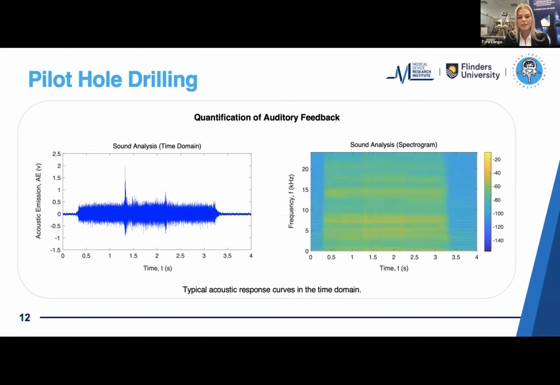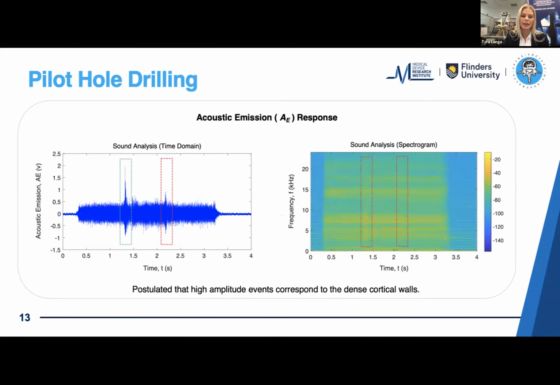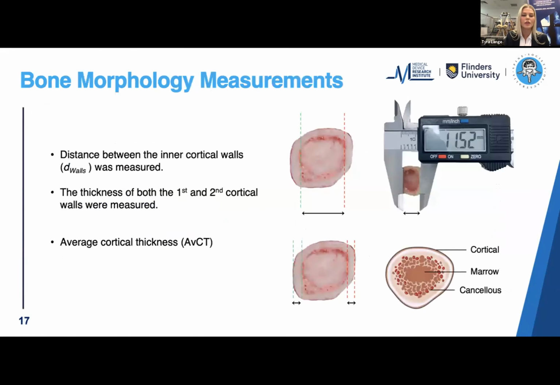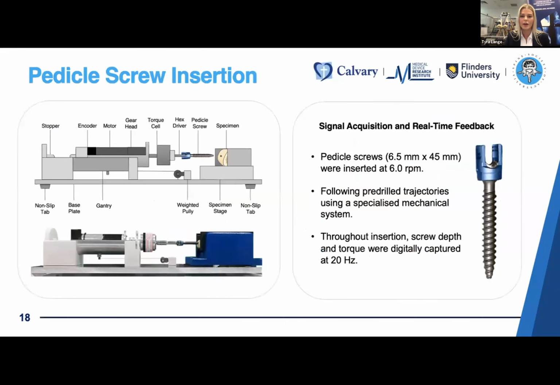So these two images are the typical acoustic response curves in the time domain. And it's postulated that these two high amplitude acoustic emission events correspond to the dense cortical walls, this being the first wall and this being the second wall. So the time at the second acoustic emission local maxima was recorded, and this should be the time of far cortex breach. Subsequently, the distance between the inner cortical walls was measured and termed D walls, and the thickness of both the first and second cortical walls was also measured, and an average cortical thickness was calculated from that.